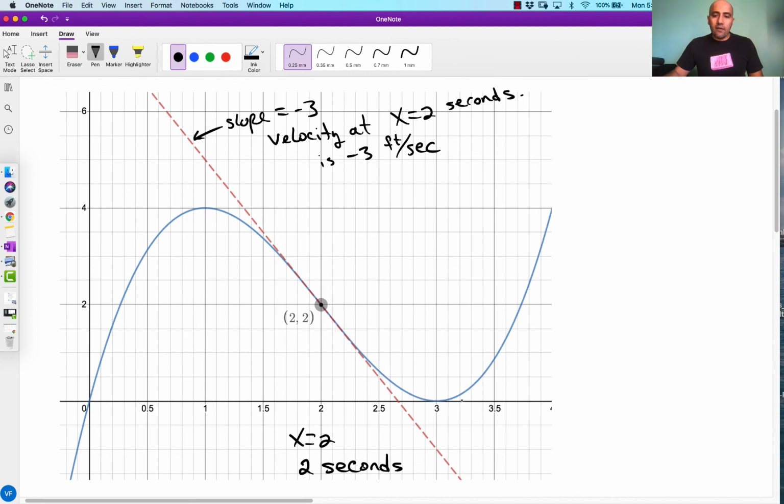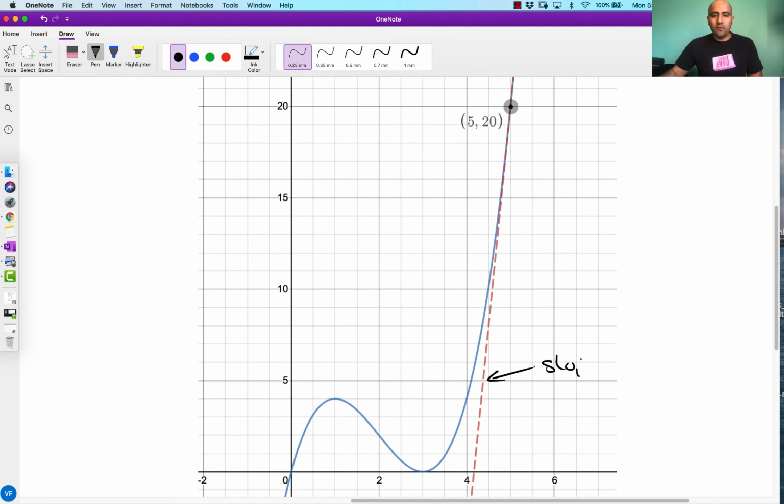Okay, and then the next part of it said, well, what about x equals 5? Okay, so when x equals 5, after 5 seconds, the object is 20 feet away from the starting line, and its velocity is positive 24 feet per second. That's how we can interpret that, right? And notice it's a positive slope, so it's traveling away from the starting line.